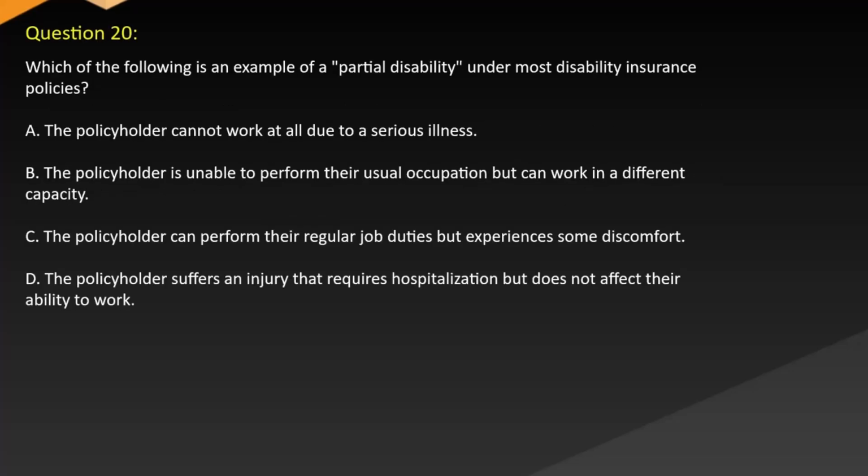Question 20. Which of the following is an example of a partial disability under most disability insurance policies? A. The policyholder cannot work at all due to a serious illness. B. The policyholder is unable to perform their usual occupation but can work in a different capacity. C. The policyholder can perform their regular job duties but experiences some discomfort. D. The policyholder suffers an injury that requires hospitalization but does not affect their ability to work.